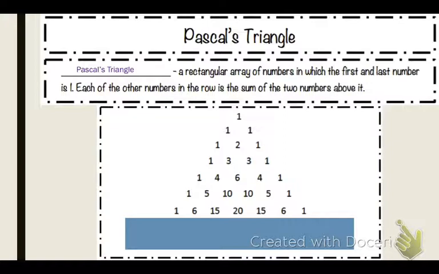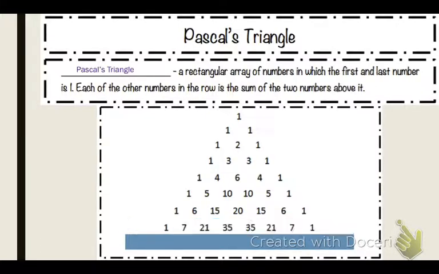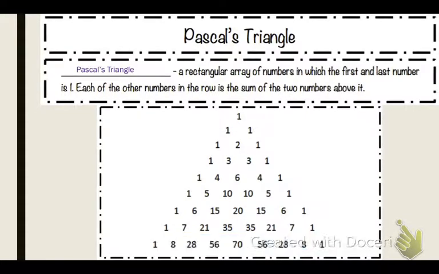1 plus 5 is 6, 5 plus 10 is 15, 10 plus 10 is 20, 10 plus 5 is 15, 5 plus 1 is 6, and then 1. Hopefully you're getting the gist of it. That's the next row. This is the next row. This continues to go on forever. You could go on for as long as you wanted to, okay?